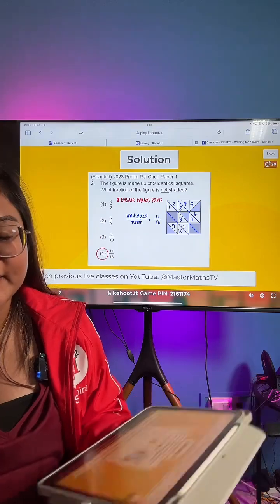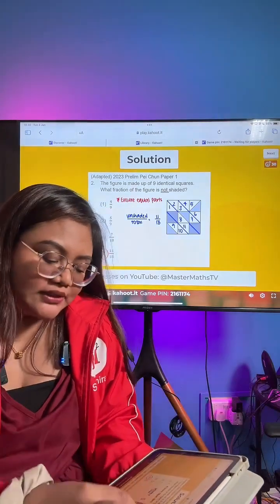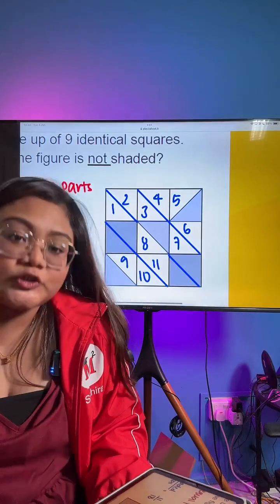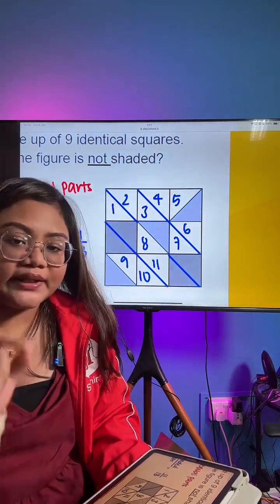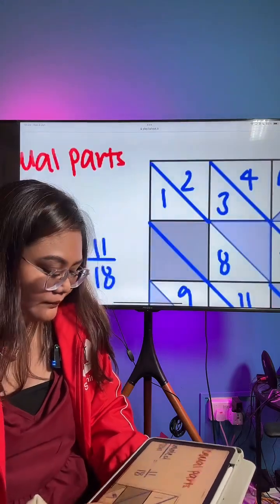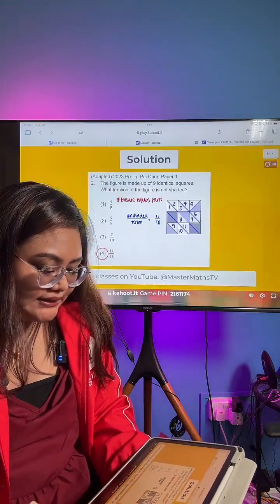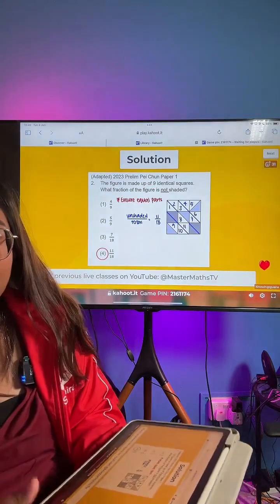Can move on already, right? It's not counting squares here because I got triangles. So I got to make sure I have equal parts first. Square and triangle are not equal. So cut it into triangles first. Okay, friends? Alright. All good? Can we move on?